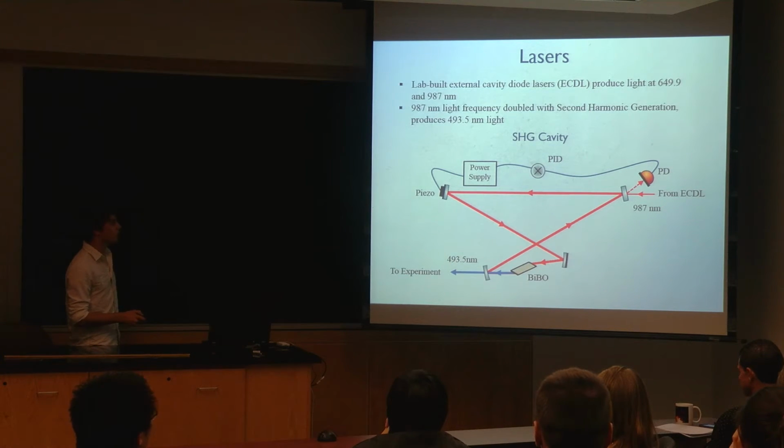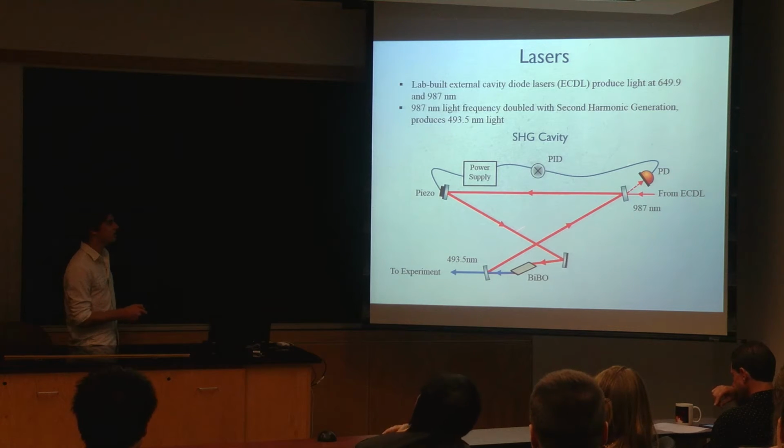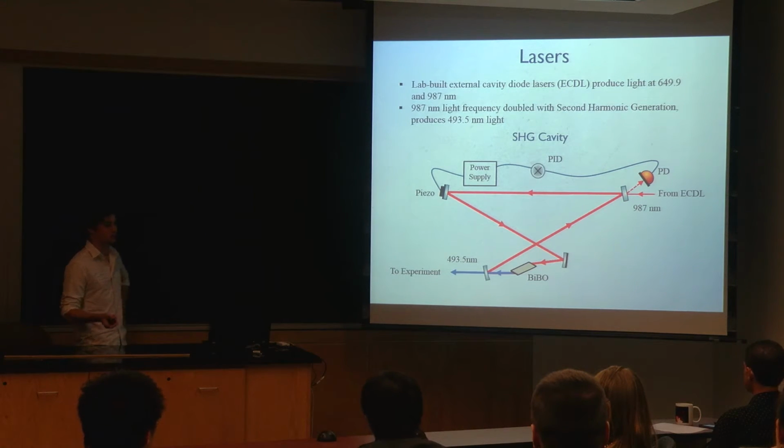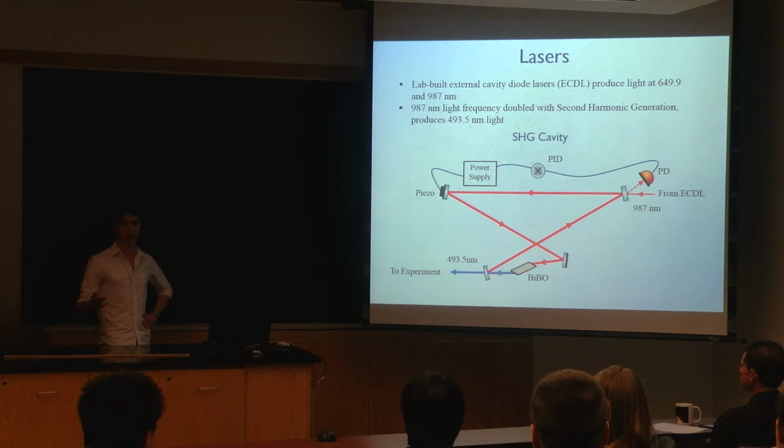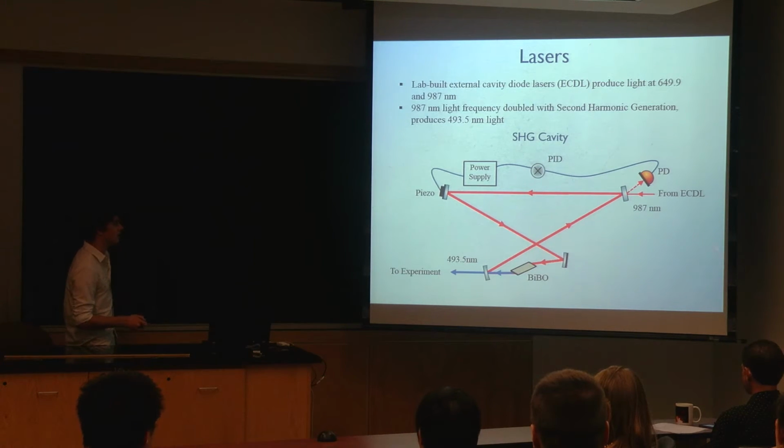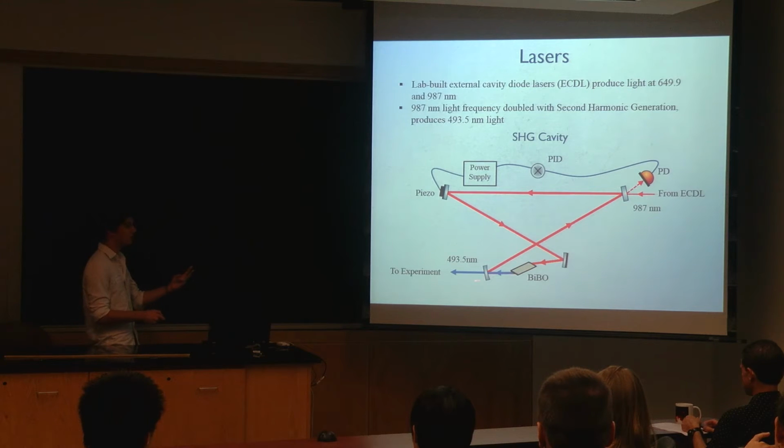The way this works is we feed the infrared, the 987 light, into this cavity, and once it gets inside, it bounces around all of these mirrors and builds up until there's a ton of power, about 4 watts, which is a lot higher than what we can produce just from our diode laser. Then, when it passes through this crystal called a BIBO crystal, the crystal will absorb 2 photons and release 1 photon of double the energy. So a bunch of blue light will shoot out of it.